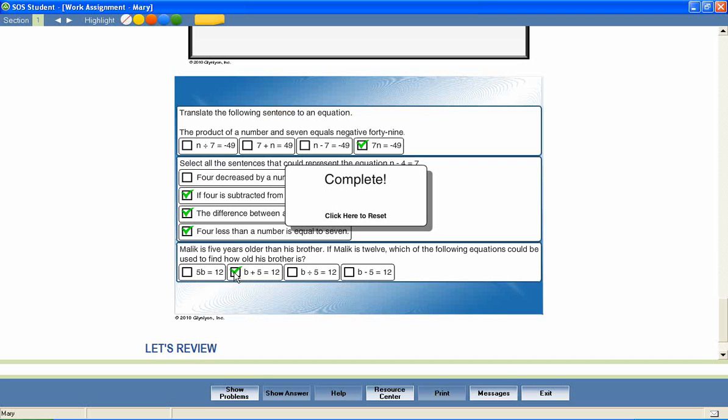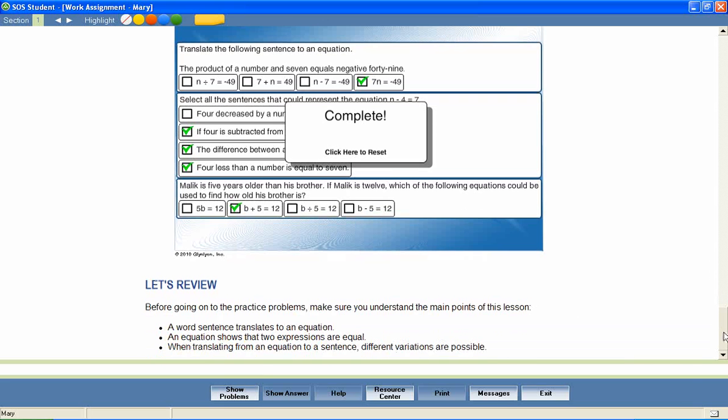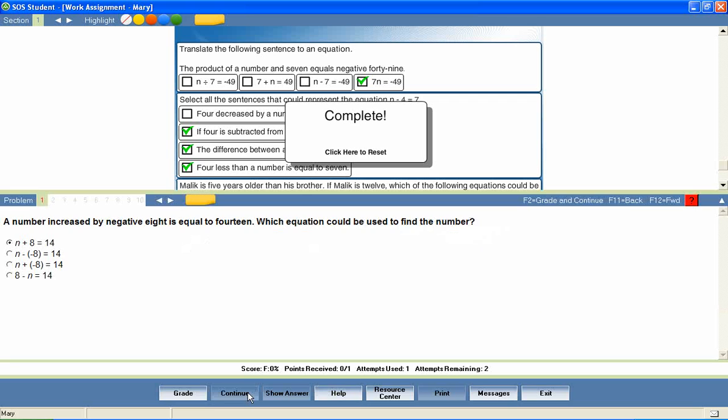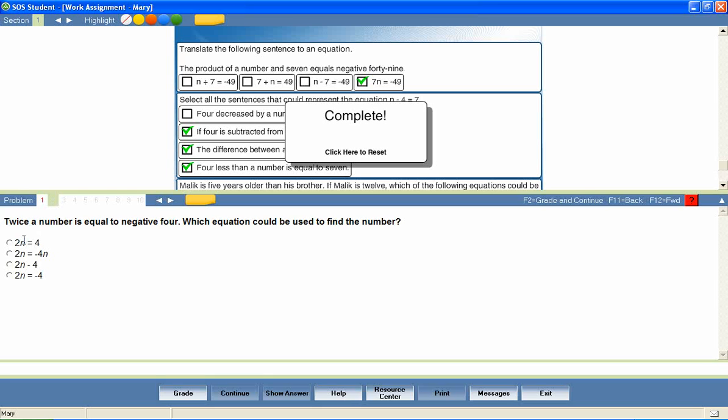At the end of the lesson, the student is presented with a series of questions that provide a review of lesson content. Questions are presented in a variety of formats, including matching, fill in the blank, true and false, multiple choice, multiple select, click and place, essay questions, and many more.